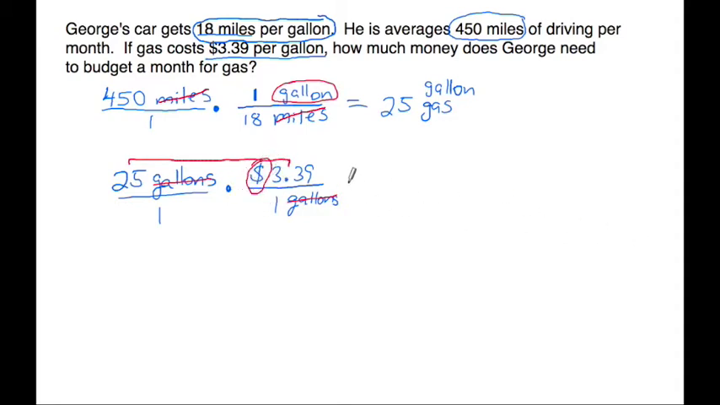So when we get to the end here, we know it's going to turn into money and nothing else. And the operation is just going to be 25 times 3.39. $84.75. So he'll have to budget $84.75 for his gas usage per month. That's it.